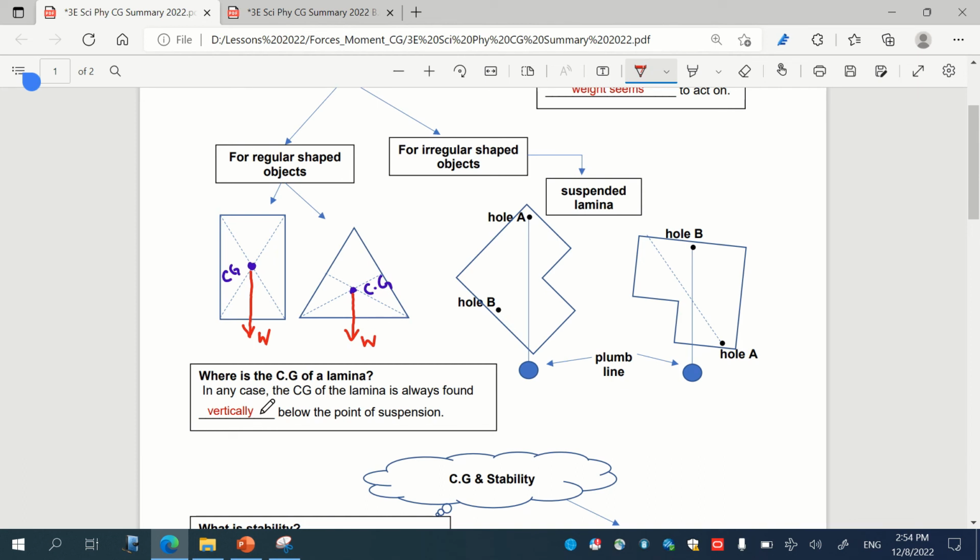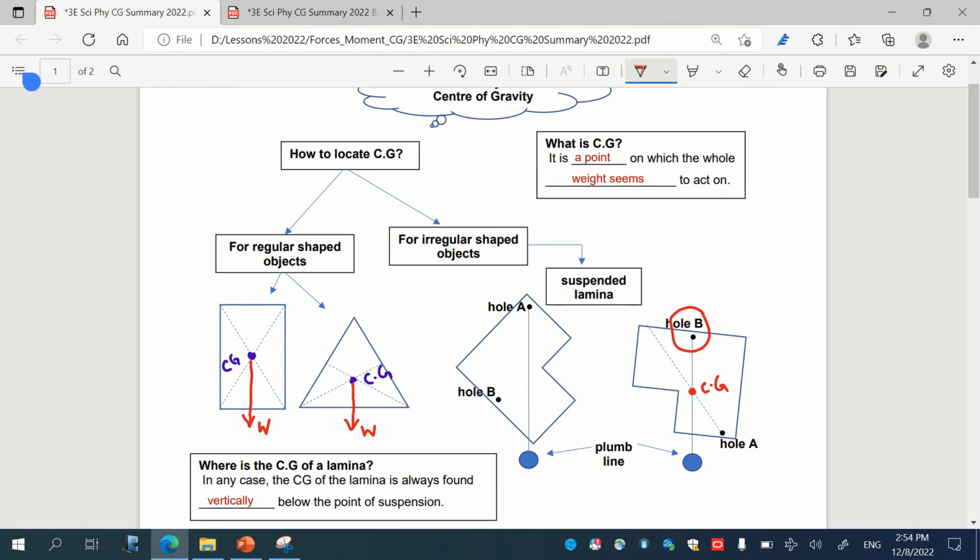Of course, lamina is not so easy to see, but you notice that in this diagram on the right side, you can also mark here the CG. So the CG of an irregular shape object is always vertically below the pivot point, the point of suspension. That's the end for this chapter.